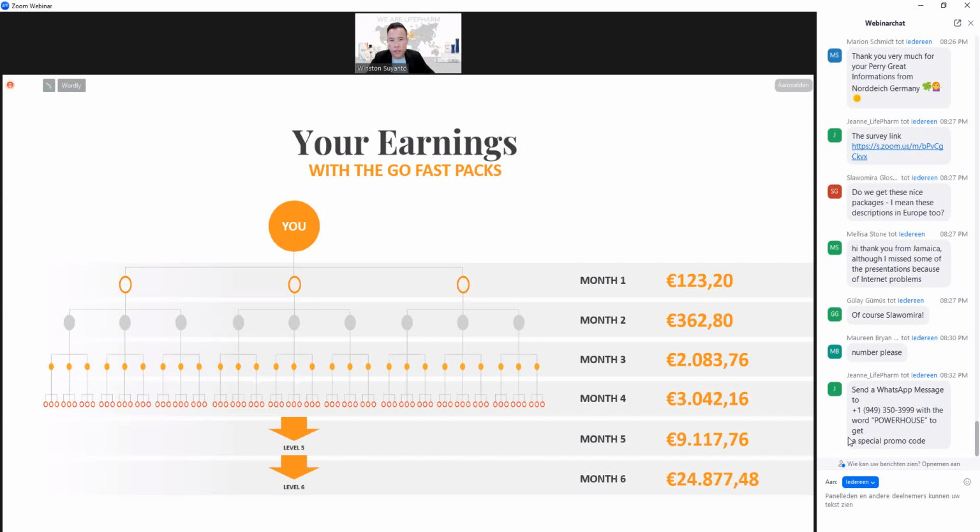The only difference is that you enrolled or purchased a Go Fast Pack. Okay. So the Go Fast Pack turbocharges your earnings from day one. And for the same effort, you can earn 161% more. Okay. I also want to make one point as well on this slide.